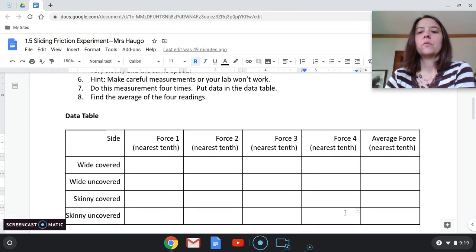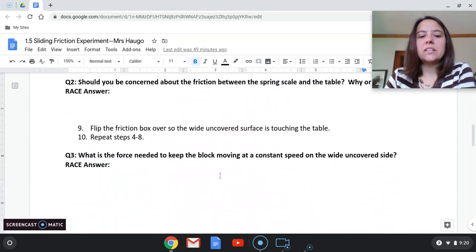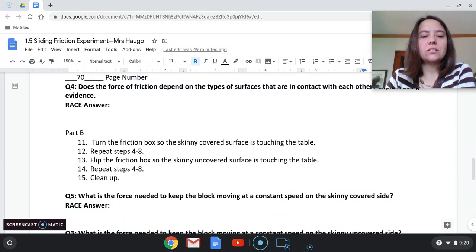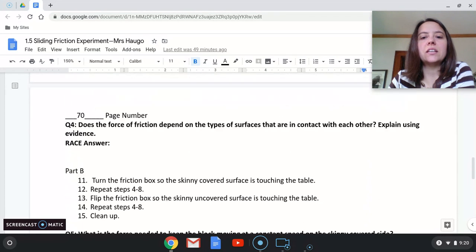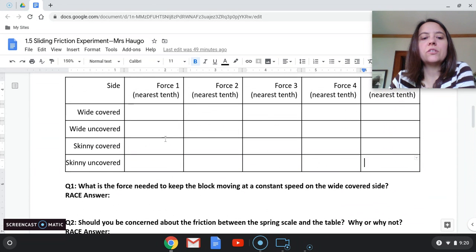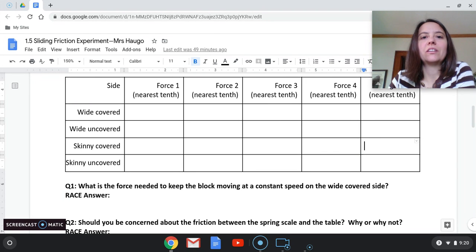So for our average force, we're going to add 0.2, 0.2, 0.2, 0.2 together and divide by 4. And you can probably do that in your head. So coming down to our questions, starting with question 5. What is the force needed to keep the block moving at a constant speed on the skinny covered side? So I'll start you out. The force needed to keep the block moving at a constant speed on the skinny covered side is, and then you'll want to come up here to skinny covered and look at your average and make sure to put the unit newtons in there.